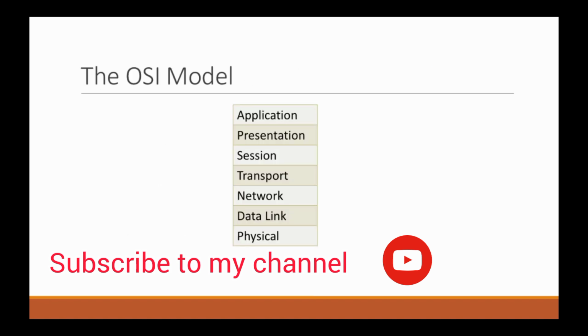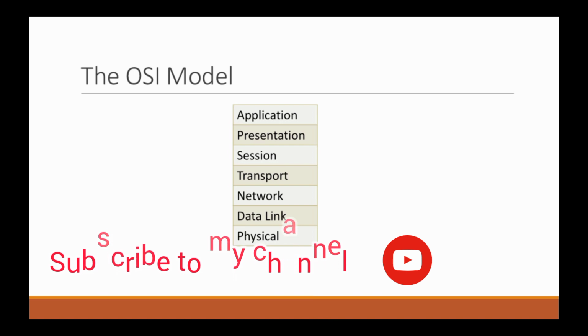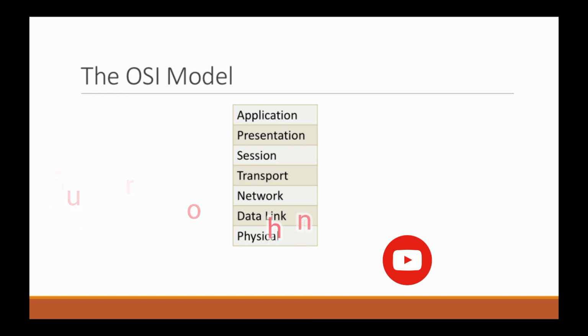So the OSI model, the Open System Interconnection model, is a conceptual model that characterizes and standardizes the communication functions of a telecommunication or a computer system without regard to their underlying internal structure and technology. So it's application, presentation, session, transport, network, data link, and physical.